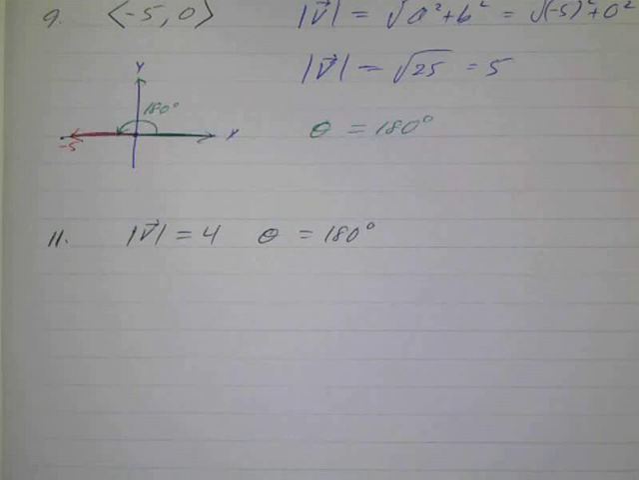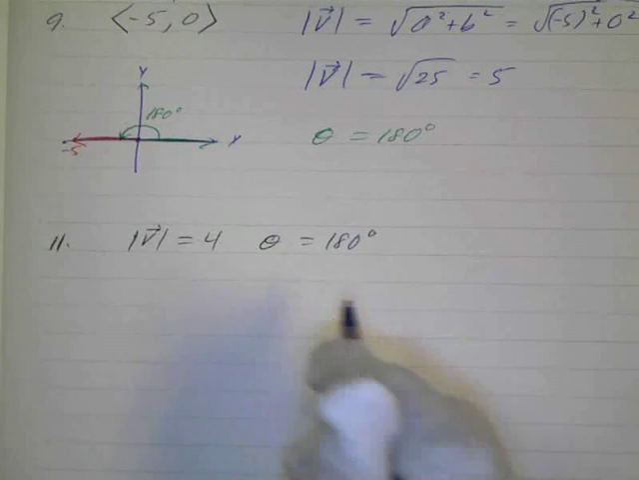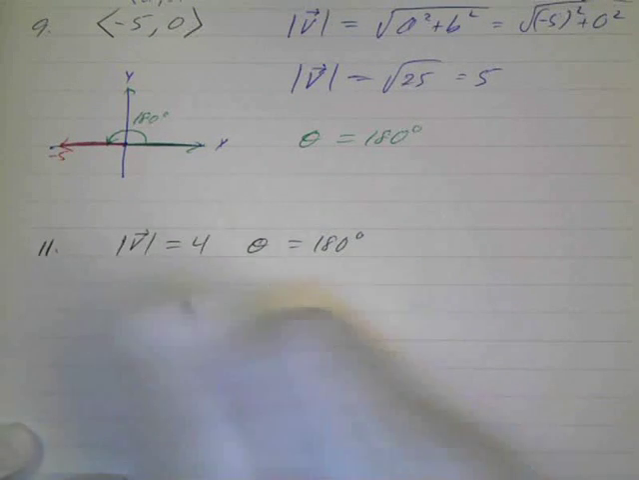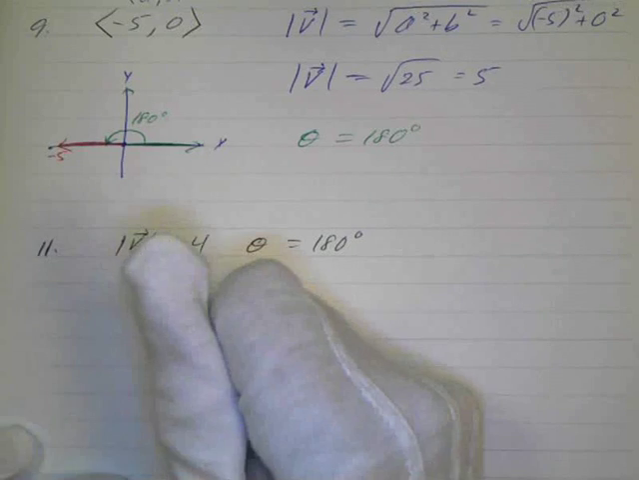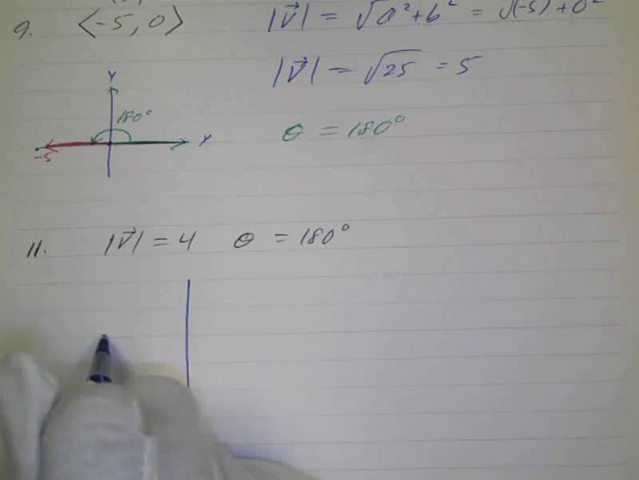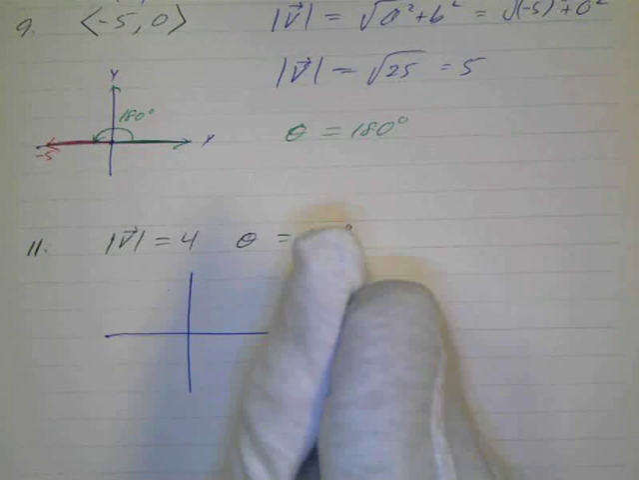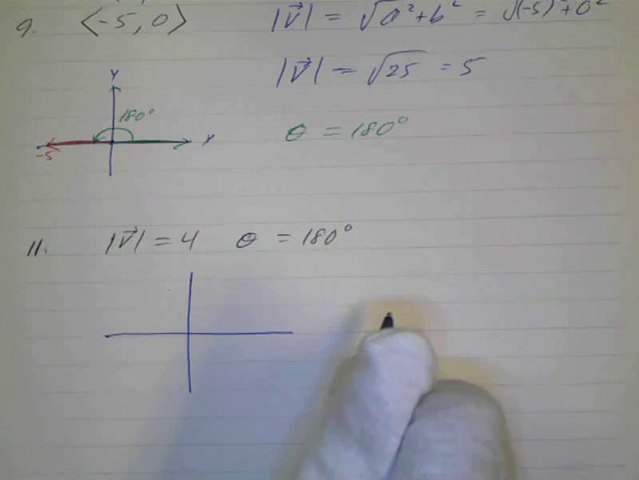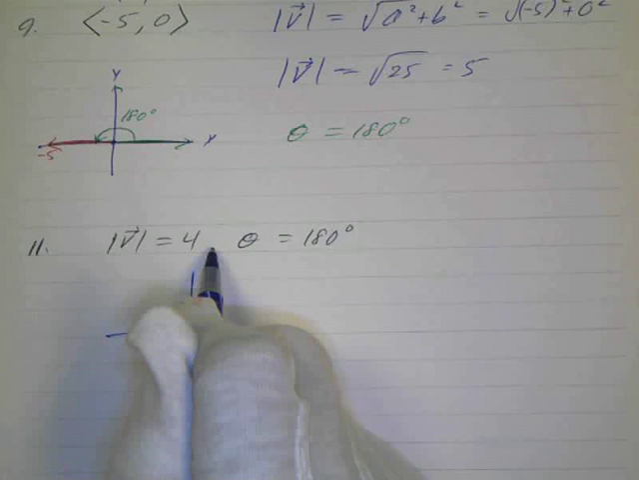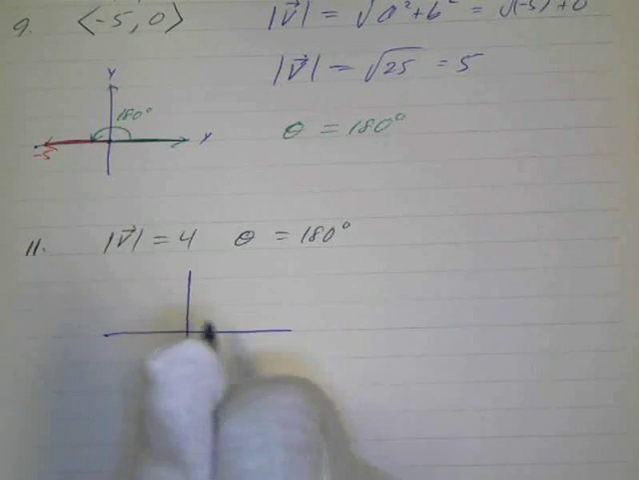This is what we call the standard representation. So when we have the standard representation, that's what we're looking for. Basically we have our angle and our magnitude, so we could sketch it from those. Our angle is going to be 180 degrees, and the magnitude is 4.